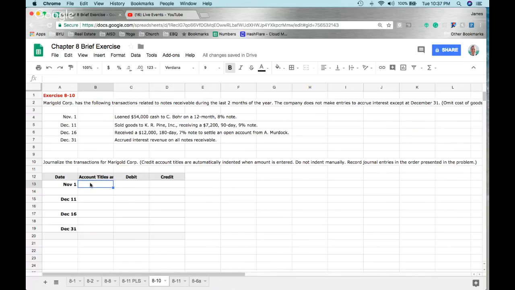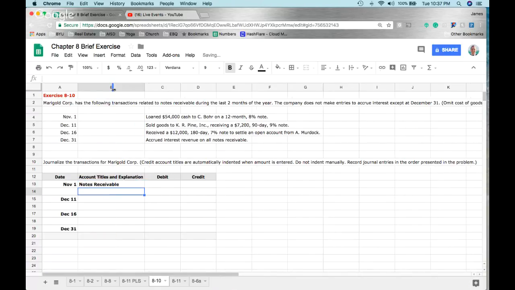So November 1st, loan for $54,000 to CBOR on a 12-month, 8% note. So the account would be notes receivable, and then the other account would be cash. And we're going to debit 54,000 notes receivable.